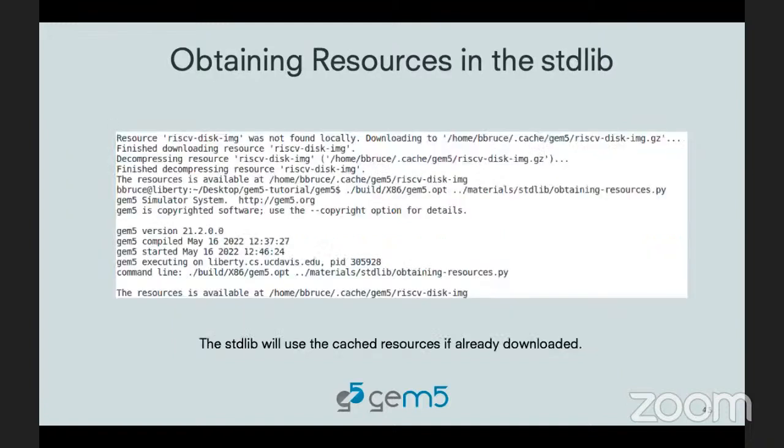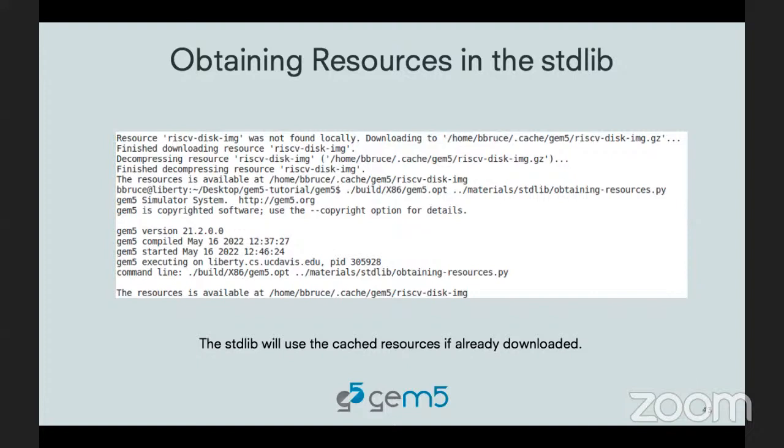So you'll get an output something like this. The key line here is the resources available at blah. So gem5 has downloaded that resource from our repository and cached it locally. And if you're eagle-eyed, you'll see the top line. The first time you run it, it'll say, hey, this wasn't found locally, I'm just going to download it. And it finished downloading it. In this case, it decompresses it because it was zipped.